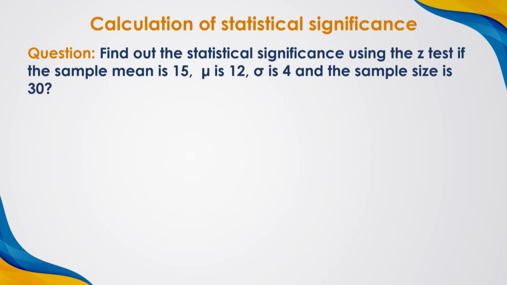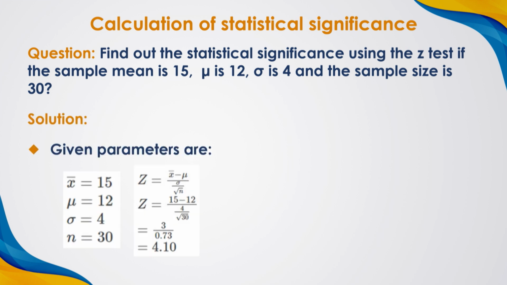Let us understand statistical significance through a calculation. Consider the following question. Find out the statistical significance using the Z test if the sample mean is 15, population mean mu is 12, population standard deviation sigma is 4 and the sample size is 30. Then the solution is as follows.